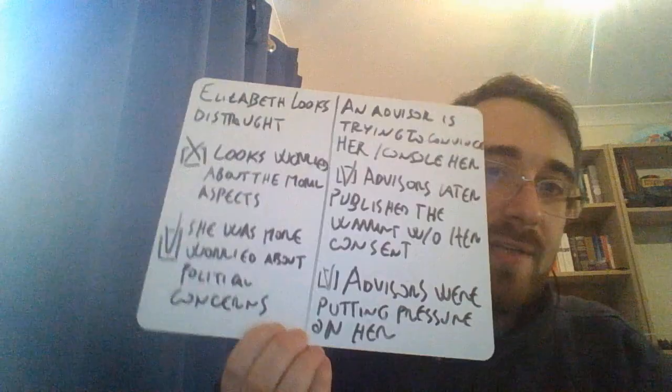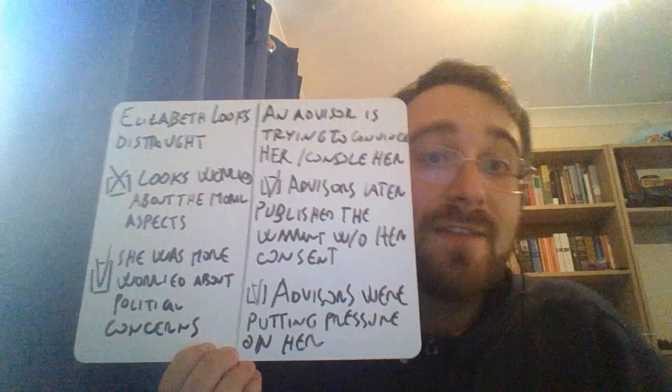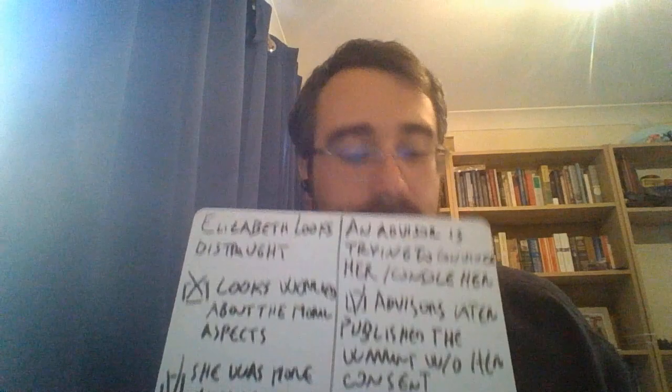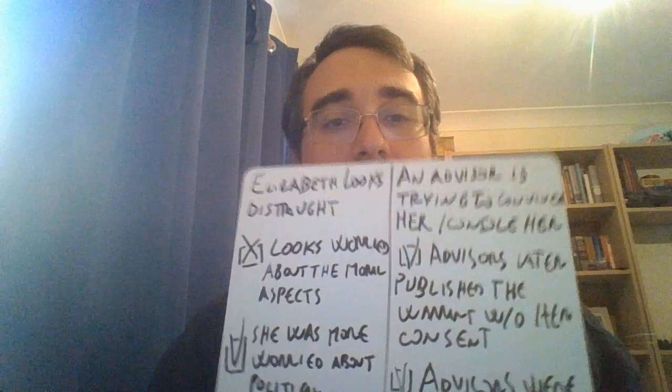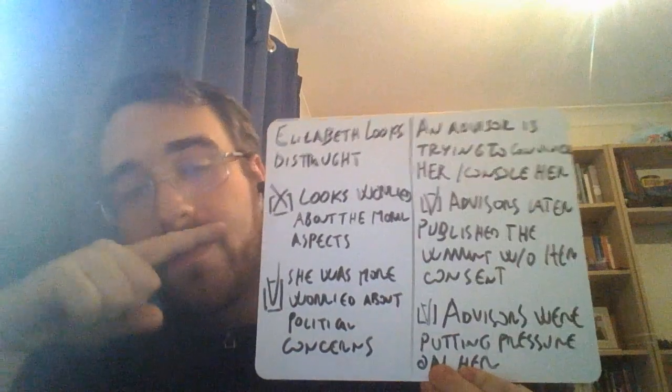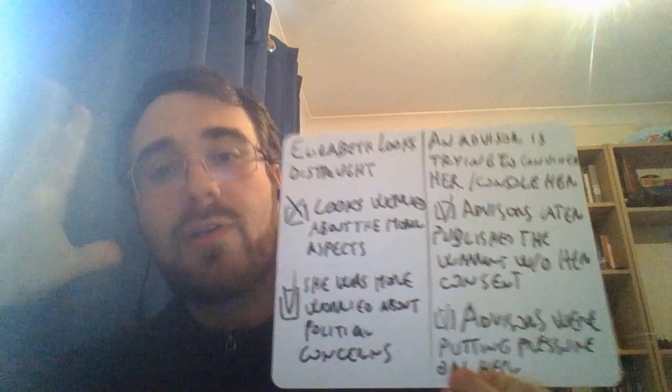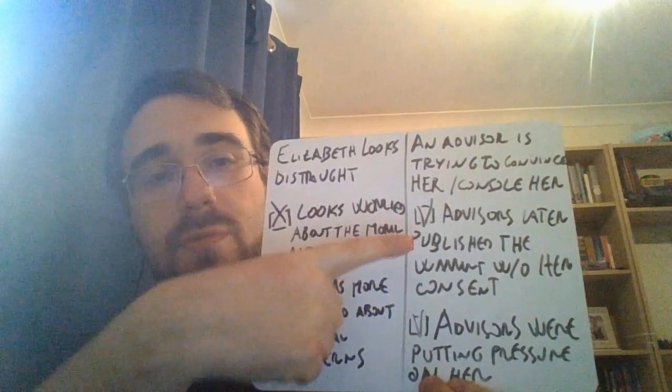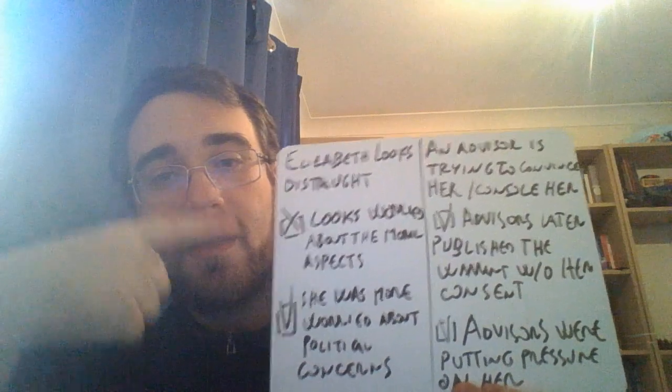Point number two, element number two, the advisor trying to convince her. Sorry, I'm still trying to work out this thing. Why is it convincing? First, this is actually very convincing, okay? You can see there are two ticks instead of a tick and a cross.